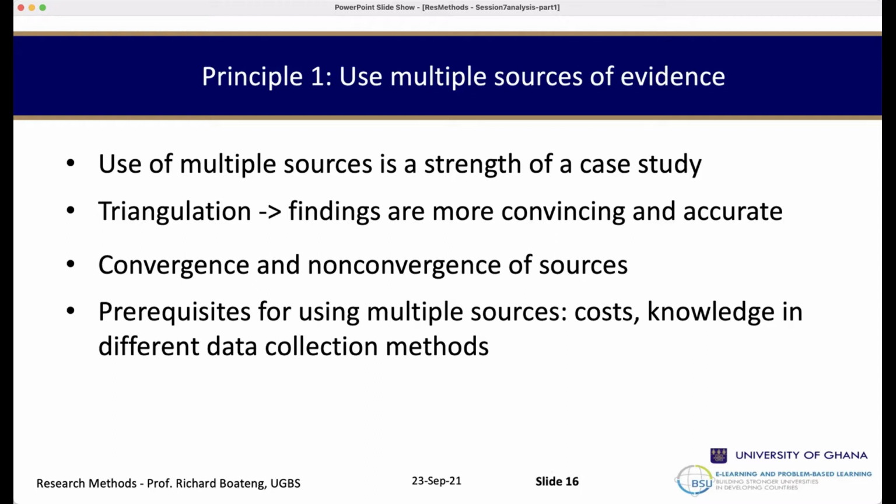and accurate. And sometimes you may realize that there's convergence and there's non-convergence. People will support each other, others do realize that some of the viewpoints are not together. Know how to categorize them so that you can be able to understand what is.